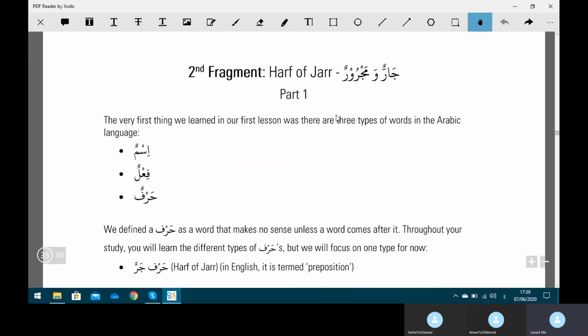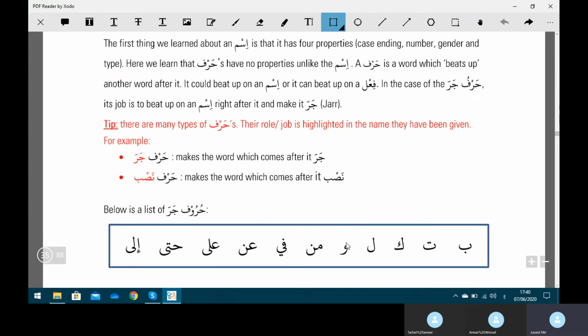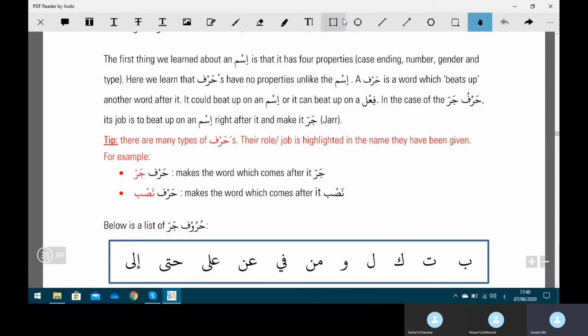Now we're going to learn a harf in this lesson. These are the huruf: bi, ta, ka, li, wa, min, fi, an, ala, hatta, ila. These are all huruf. So when you see this, you don't say it's an ismun, you say it's a harfun. When you see that, you say it is a harfun. And likewise, when you see the rest of them, you say they are harfun. They are not ismuns.